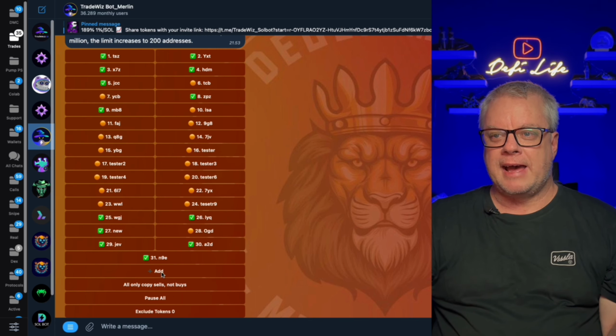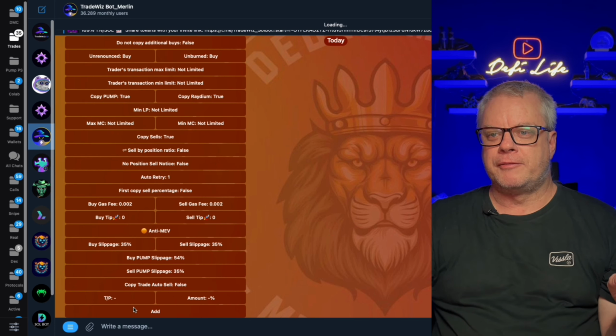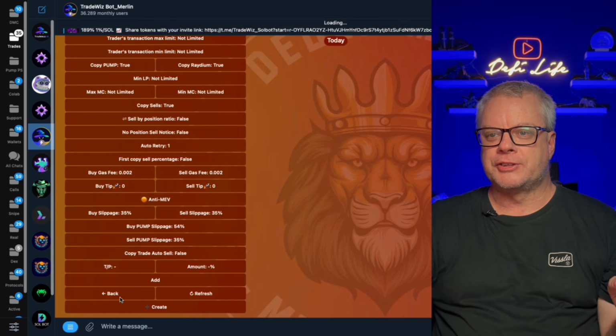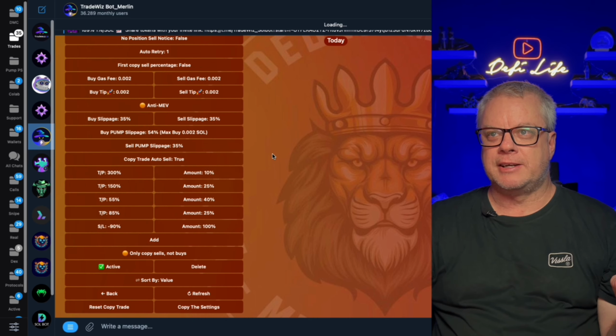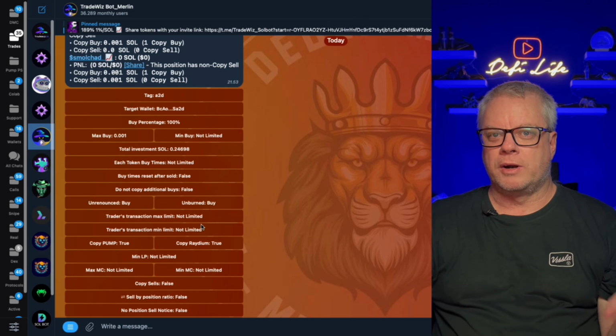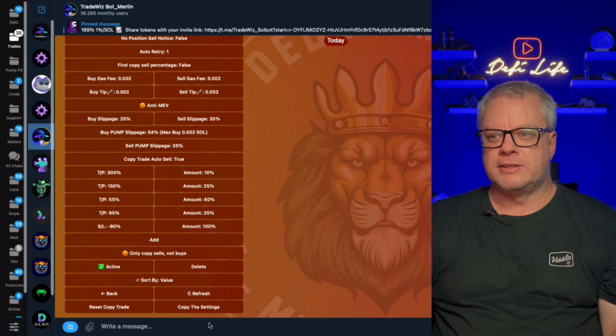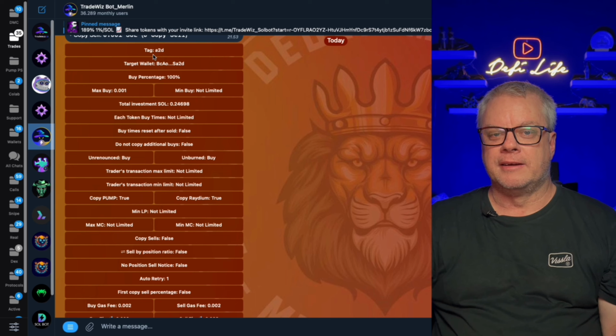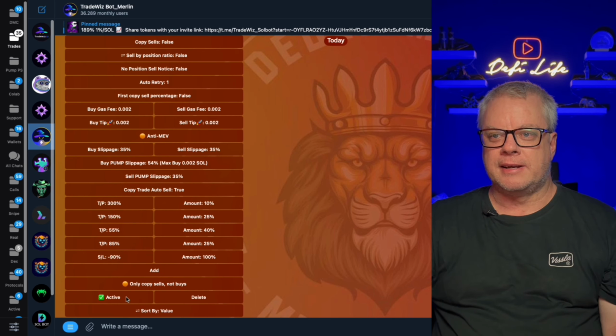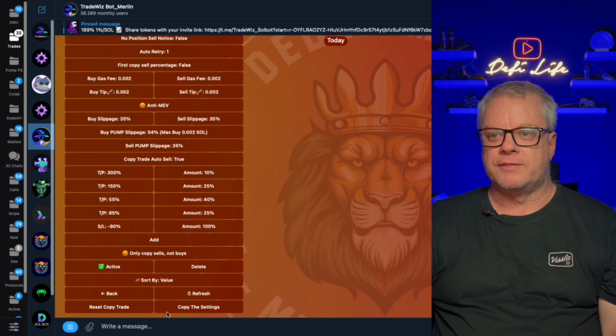So let's jump in and add a new wallet. Now, before I add a new wallet, just go back. You can jump into any one of these settings here and copy these settings. So if you've got some settings that you really love and a wallet that suits these settings, you can just hit copy these settings right here, and that'll copy those settings. All you need to do is add in the wallet and the tag, and just hit create and active. So that is very, very easy.